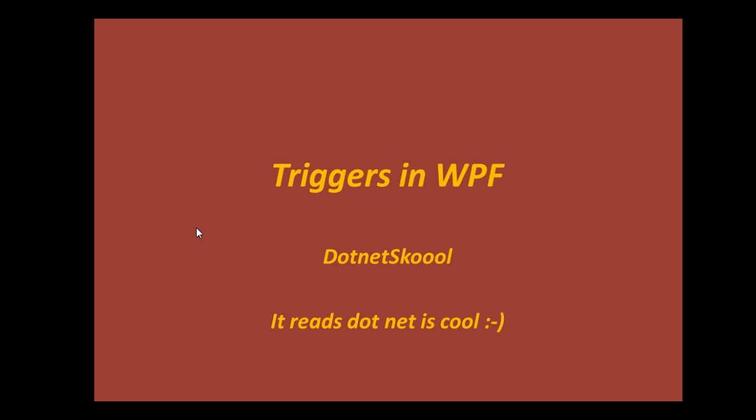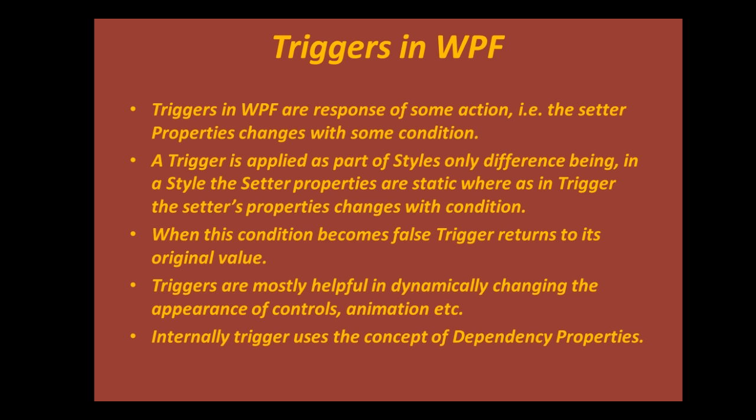That is, you set a setter and then you watch the change in your control according to that setter. Your setter does not change dynamically. How to make that setter change dynamically is done with the help of WPF triggers. So let's quickly jump into our slides and understand what WPF triggers are. Triggers in WPF are a response to some action, that is, the setter properties change with some condition.